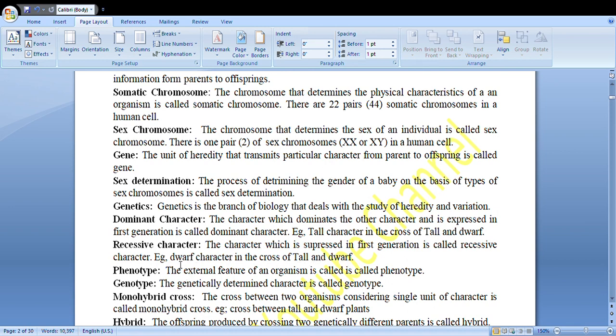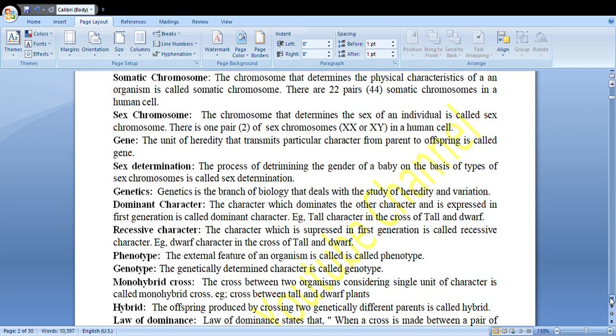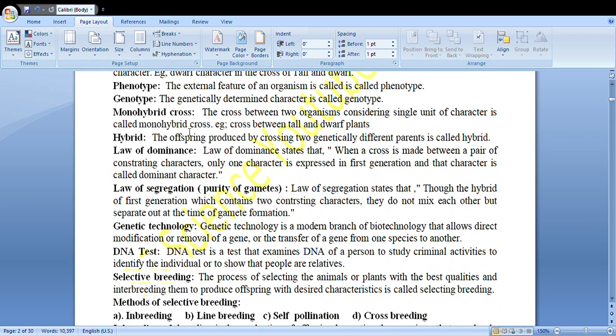Dwarf is recessive character. Phenotype. The external feature or external appearance of an organism is known as phenotype. Genotype. The genetically determined character is called genotype. Monohybrid cross. The cross between two organisms considering single unit of character is called monohybrid cross. Example: cross between tall and dwarf plant. Pure tall and pure dwarf plant. Hybrid. The offspring produced by crossing two genetically different parents is known as hybrid.